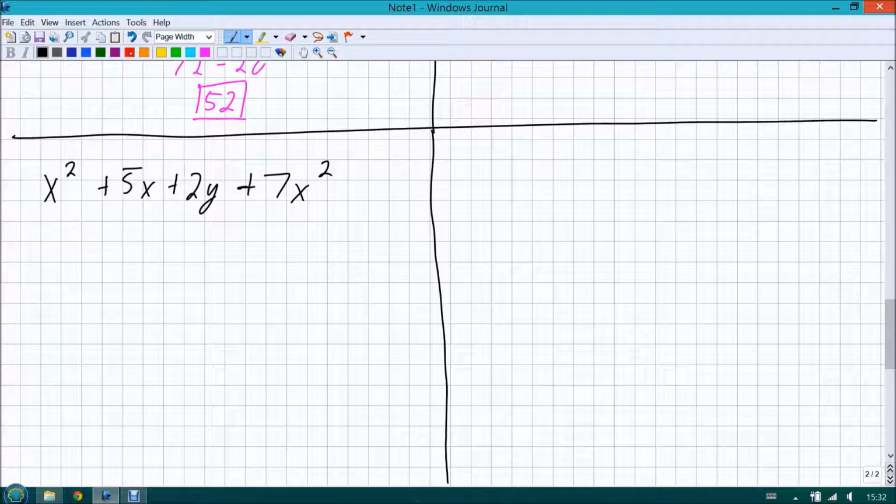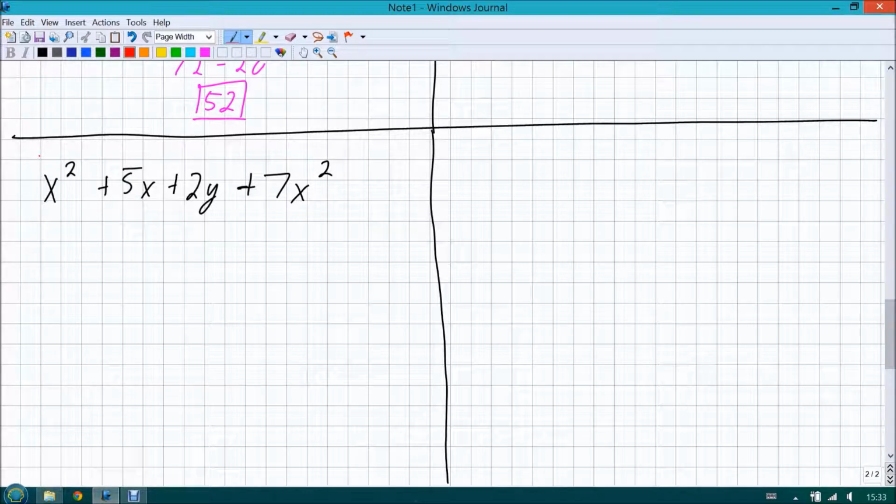Okay. So in this spot, the first thing we want to do is find like terms. So is the x squared and the 5x a set of like terms? The answer to that is no, because we have squared versus 1 power. So they are not like terms, we cannot combine them. What about the x squared and the 2y? Well, that one's pretty obvious. Y's and x's are not the same thing, so that doesn't work. And what about the x squared and the 7x squared? Yes, those are like terms. They both have the variable of x squared. So we would combine them.